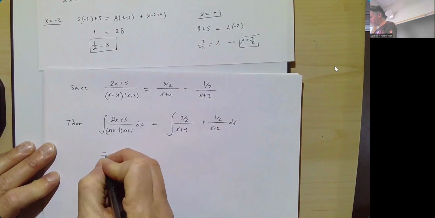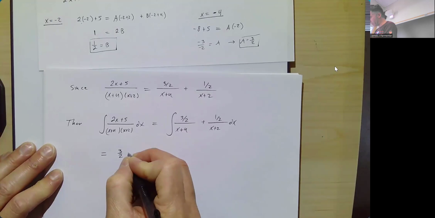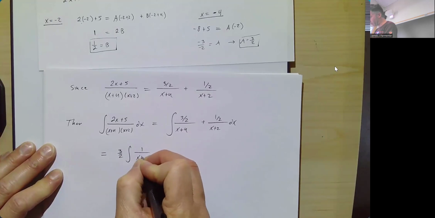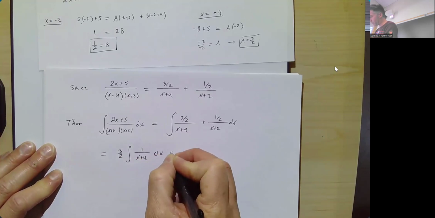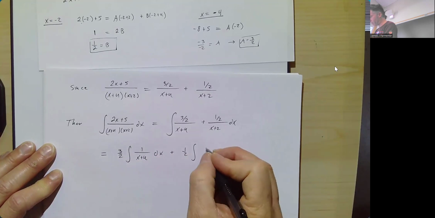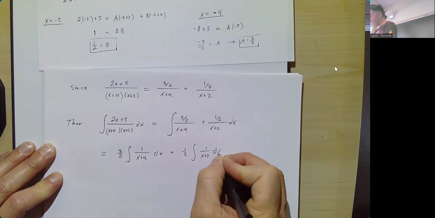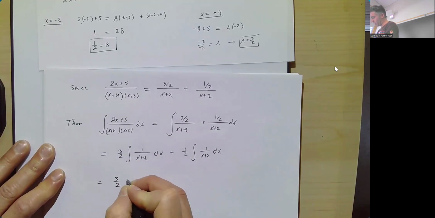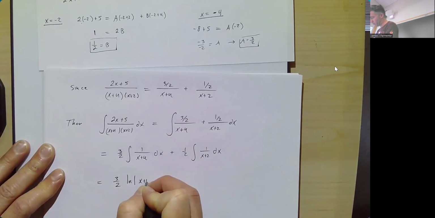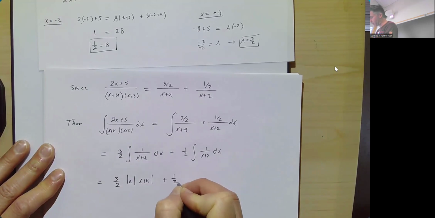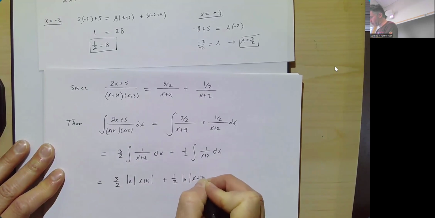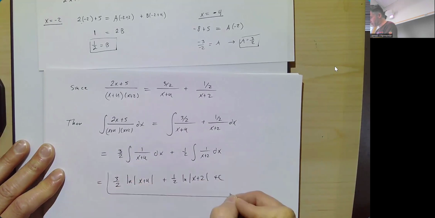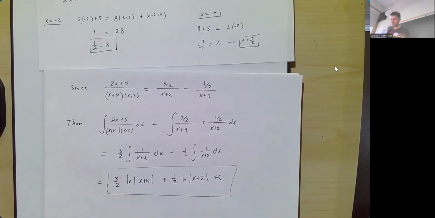We could break this apart as 3/2 times the integral of 1 over x plus 4 dx plus 1/2 times the integral of 1 over x plus 2. I think you can skip that personally and just jump straight to saying 3/2 times the natural log of the absolute value of x plus 4 plus 1/2 times the natural log of the absolute value of x plus 2. That's what you get.